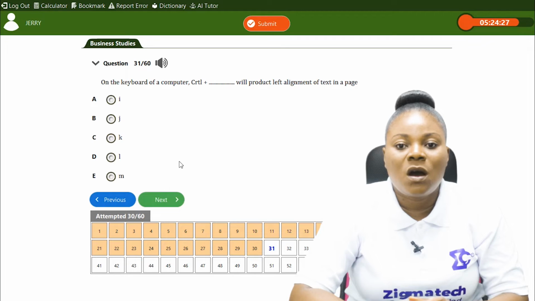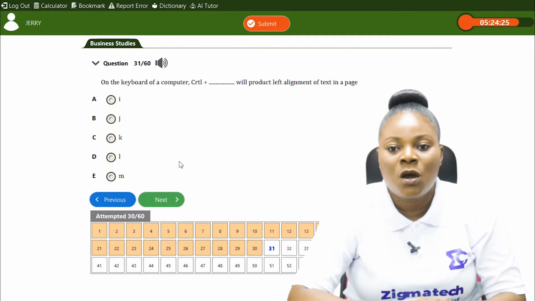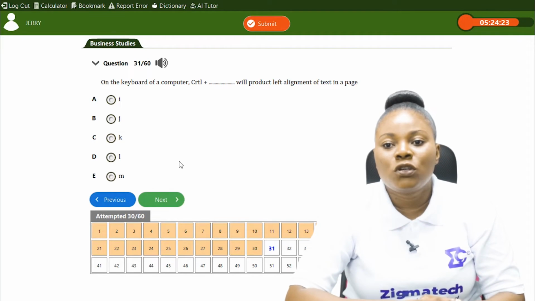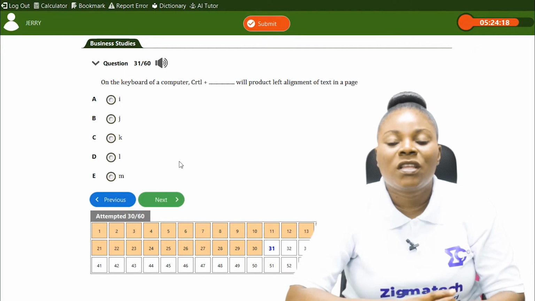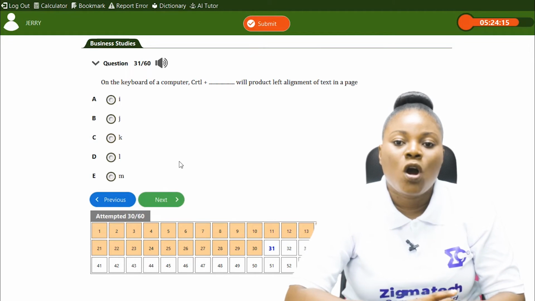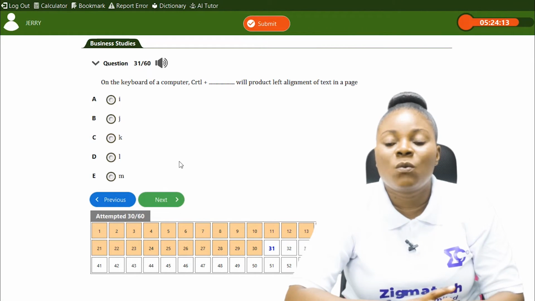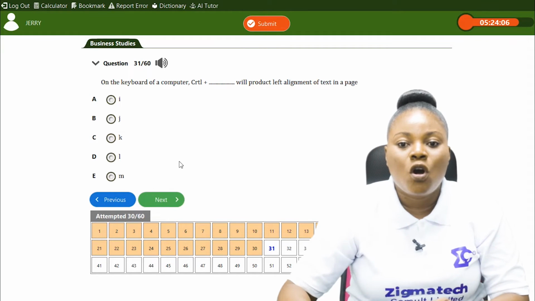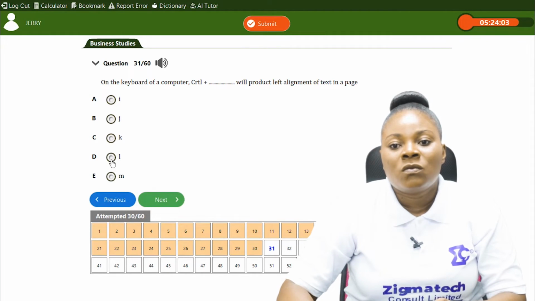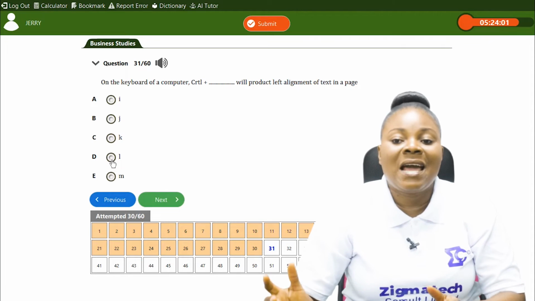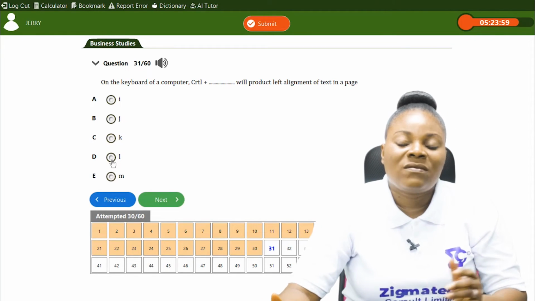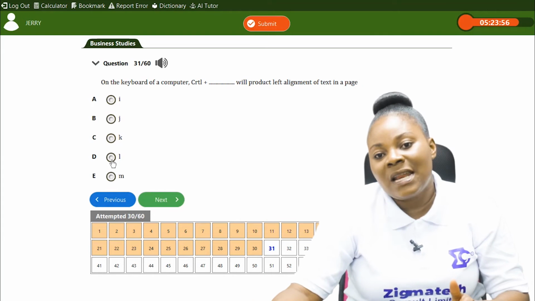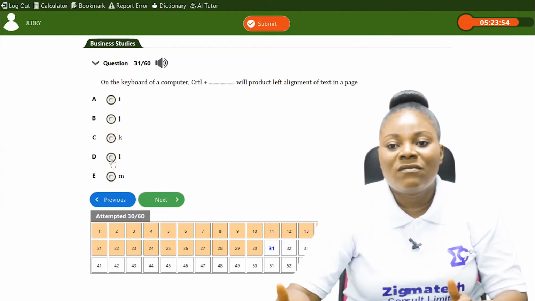Question 31 says, on the keyboard of a computer, Ctrl- will produce the left alignment of text in a page. The answer is Ctrl-L. There are different alignments you can set on a page. We have the left alignment, the right alignment, center, and justify.